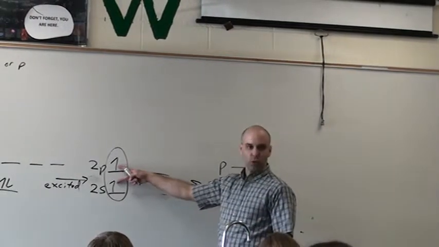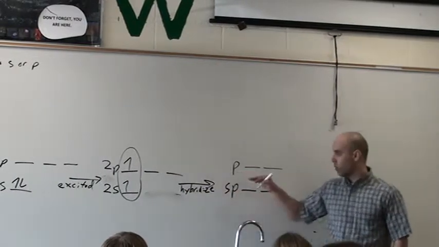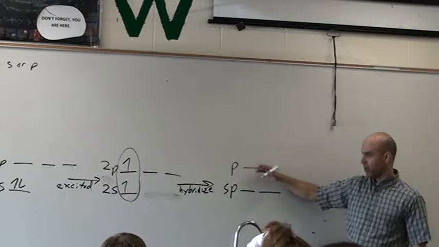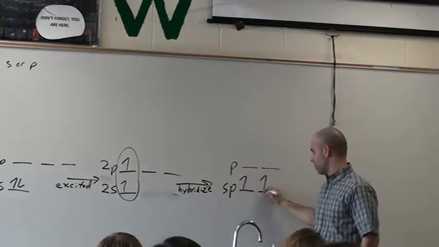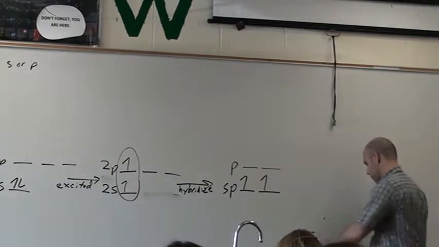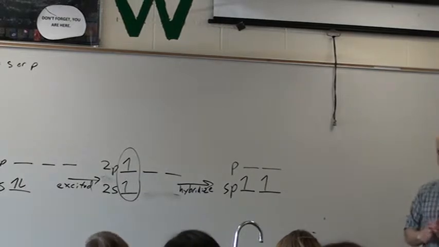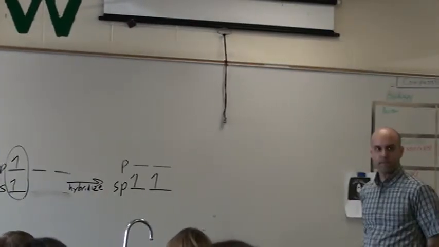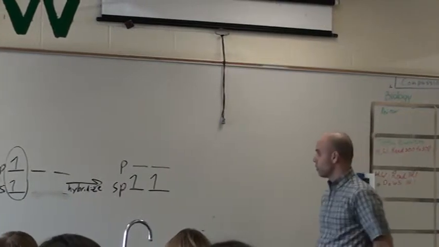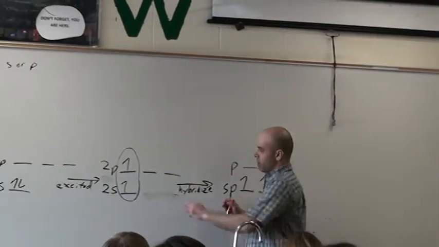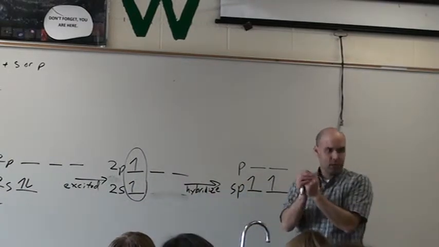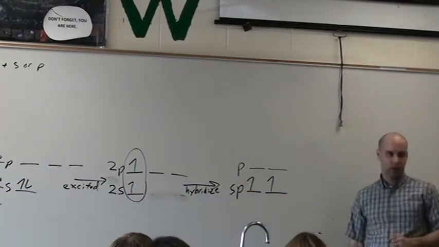And then I take my two electrons and I put them in the lowest available orbitals. The sp is lower than the p, so I put those two in there. Why does the sp only have two dashes? Because I took two orbitals. So if I take two orbitals and mix them, I get out two orbitals. Okay?